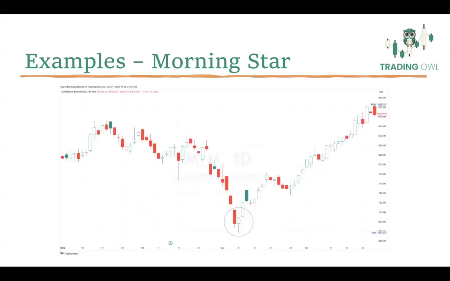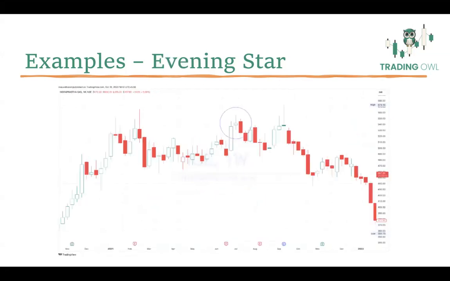This is Mahindra and Mahindra. There was a good fall in the price of the stock. There's an indecisive candle in the center down, and there's a bullish candle subsequently after that, and the rally continued. This is an example of Indraprastha Gas on the weekly, and this is the bearish evening star.